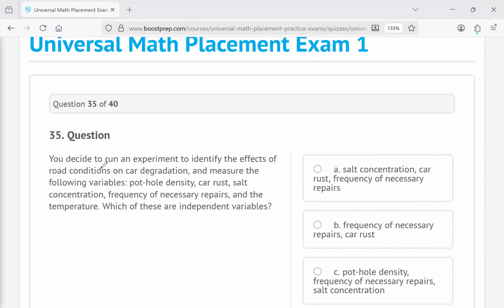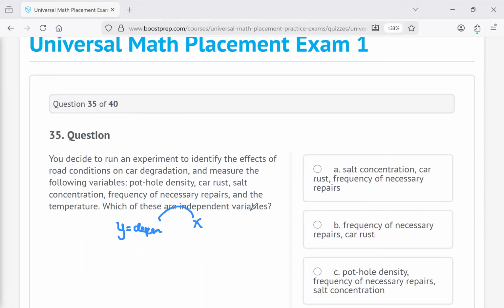Question 35. You decide to run an experiment to identify the effects of road conditions on car degradation and measure the following variables: pothole density, car rust, salt concentration, frequency of necessary repairs, and the temperature. Which of these are independent variables? So independent variables, I believe, are the x values, right? The y values are dependent. They rely on the x.